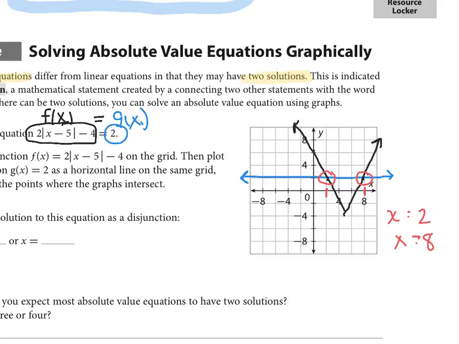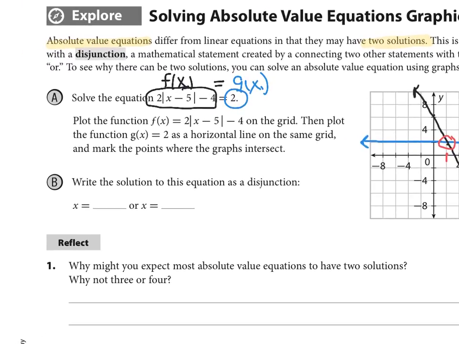So there are our two solutions, meaning we can substitute 2 back into the original equation, simplify, and we get 2 out. We can take 8, substitute 8 back into the original equation, simplify, and we get 2 out as our answer. So I'm going to move back over to the left and fill in our two answers. We had x is equal to 2 and x is equal to 8.